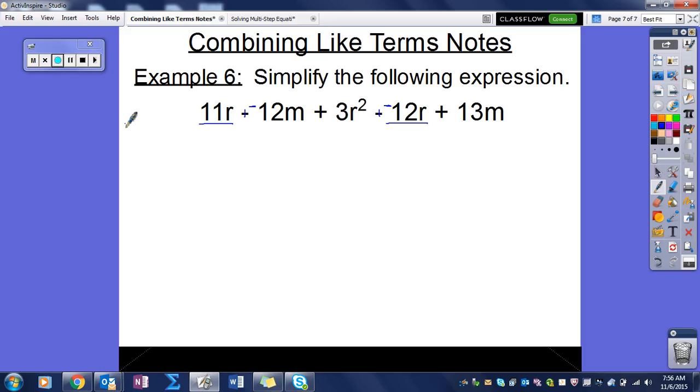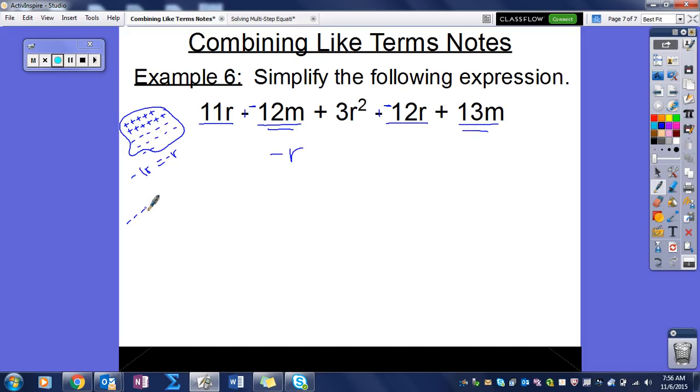I need to draw my pictures for 11 plus negative 12. Okay, I get 11 negatives that cancel with 11 positives, so I'm left with negative 1r, but I know that negative 1r is the same thing as negative r because 1 times r is just r, so I'm going to write negative r. Then I've got negative 12m and 13m.